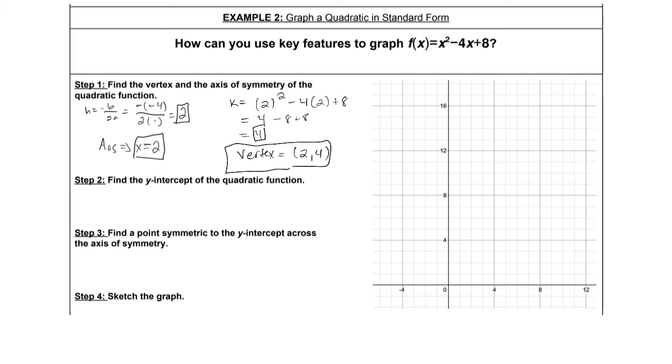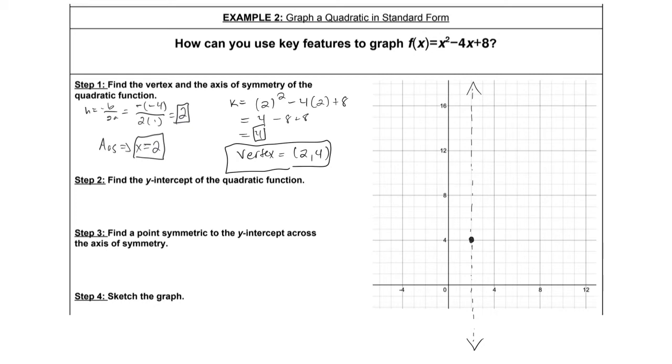So let's plot our vertex. So 2, 4 is here. All right, that's our vertex. And then our axis of symmetry is x equals 2. The reason we draw this axis of symmetry is because, right, if we find one point other than our vertex, then we can just find the point reflected over that axis of symmetry, right? We don't even need to plug in and find another point. We just find the symmetric point on the other side of that axis of symmetry.